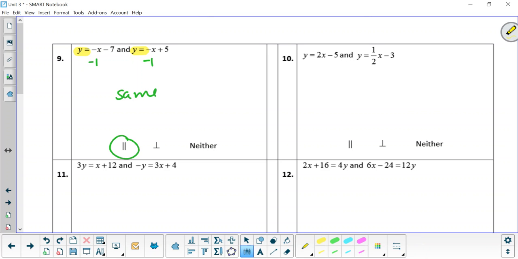Number 10, we're already in y equals and y equals. So the numbers in front, first one is a 2, the second one is a 1/2. Now, here they are reciprocals, but they're not opposite. Both are positive. So in this case, it's neither. Remember, it has to be an opposite reciprocal to be perpendicular.